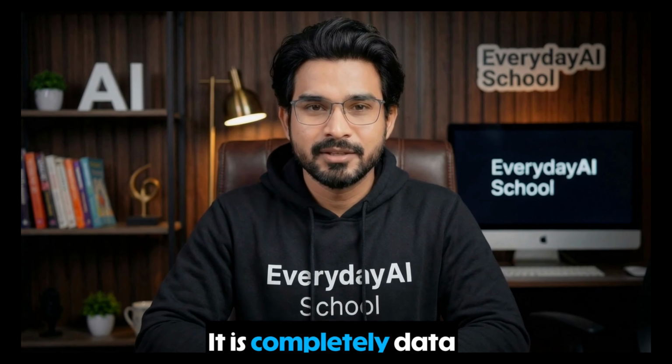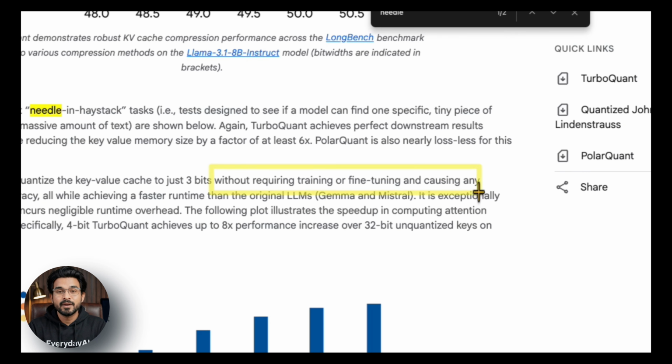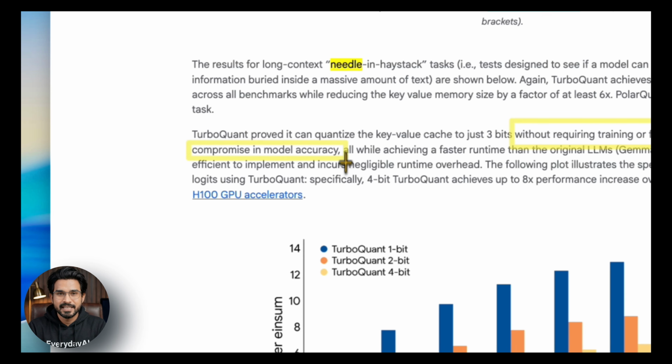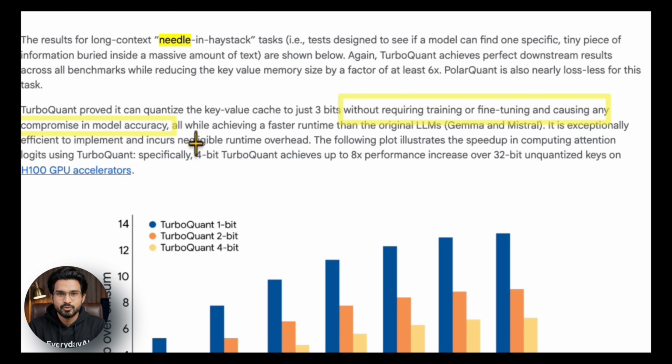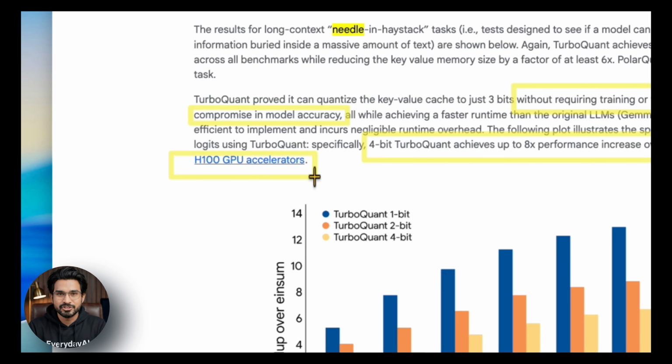Even better, it is completely data oblivious, meaning you do not need to train or fine-tune the model to use it. And because the compressed data is so efficient, a 4-bit TurboQuant setup runs up to 8 times faster than standard 32-bit unquantized data on an NVIDIA H100 GPU.